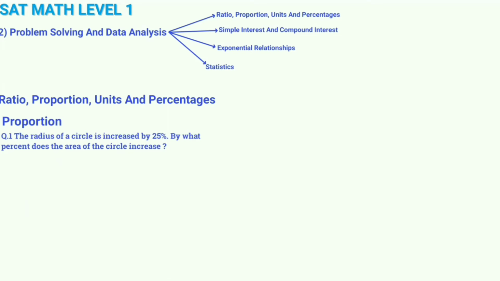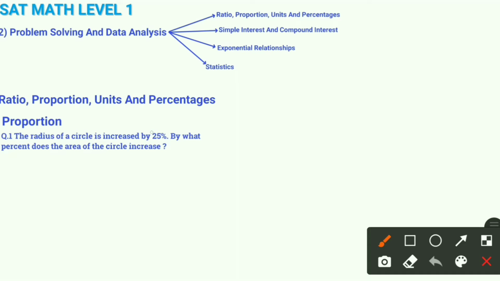Proportion. Question: the radius of a circle is increased by 25%. By what percent does the area of the circle increase? So the radius of a circle is increased by 25%. By what percent does the area of the circle increase? What is the formula for the area of a circle? It's actually pi r square.